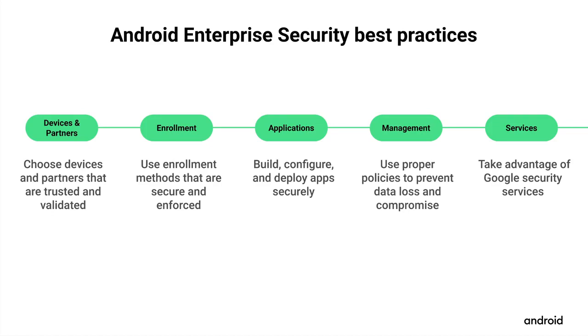When we talk about Android enterprise security best practices, we want to look at 5 main areas, and that is devices and partners, how you enroll the devices, how you build and deploy your applications, the management of the device to include applications, policies, as well as identities, and then finally services. These are the services that are available to you that layer on top of the devices that are free to you from Google that will actually help you deploy and manage those devices securely. So let's jump in and unpack these 5 main areas.